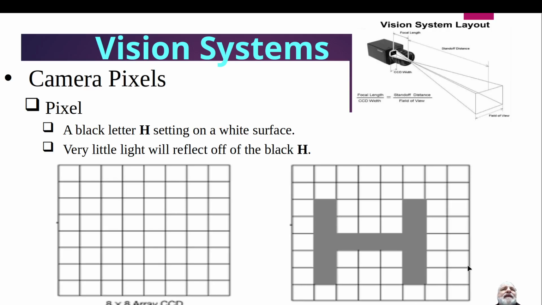Alright, so here's an example if we're trying to identify the letter H. We have a black H showing up on a white surface. This is just a very low resolution 8x8 array, trying to demonstrate which pixels are being identified here. In this case, all these squares are white because they're just reflecting light. And then you have this black H, which isn't reflecting light, and therefore you have these darker pixels.